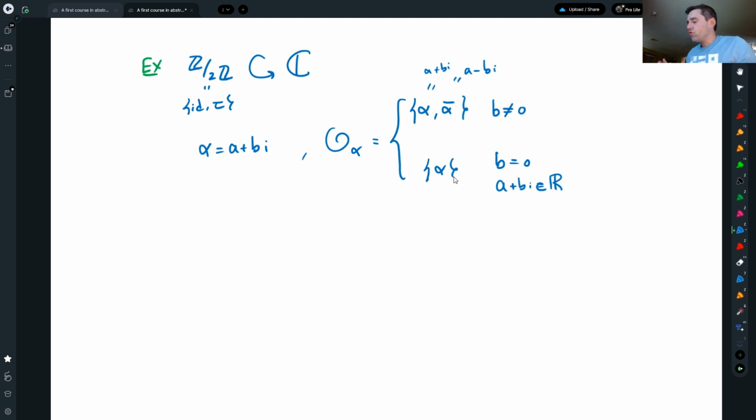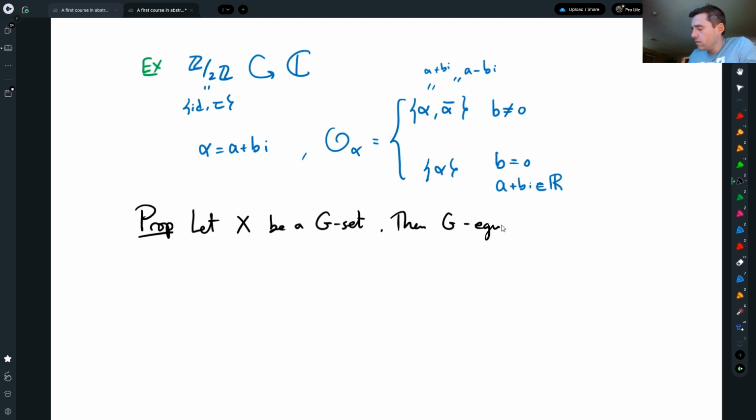Okay. All right, so now what I want to show is the following proposition. These orbits are going to be equivalence classes modulo what we call an equivalence relation. So let X be a G set. Then G equivalence is an equivalence relation.